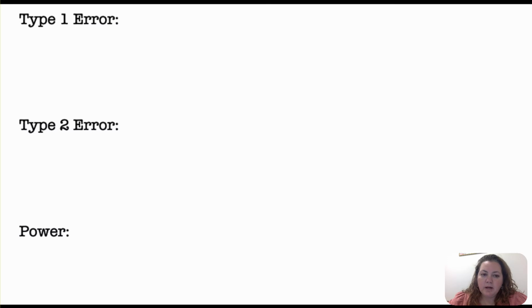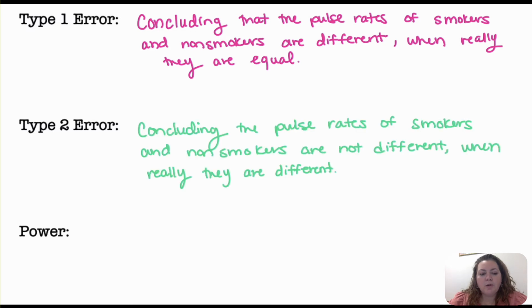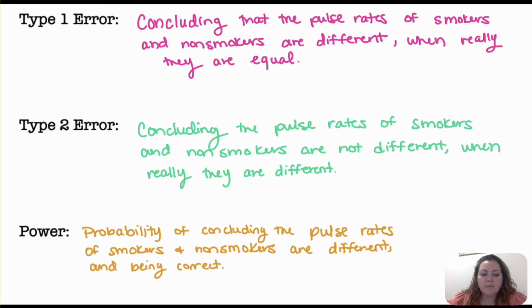All right, a type 1 error in this situation would be concluding that the pulse rates of smokers and non-smokers are different when really they are equal. Type 2 would be concluding that the pulse rates of smokers and non-smokers are not different when really they are different. Power would be the probability of concluding that the pulse rates of smokers and non-smokers are different and being correct.